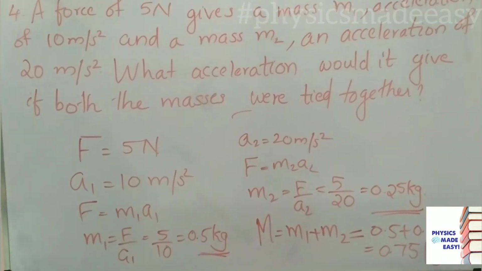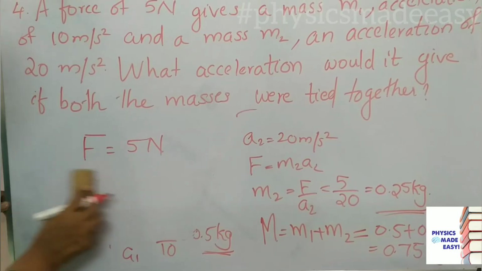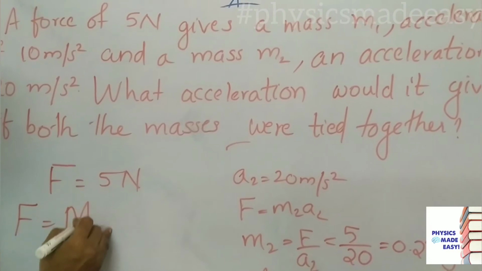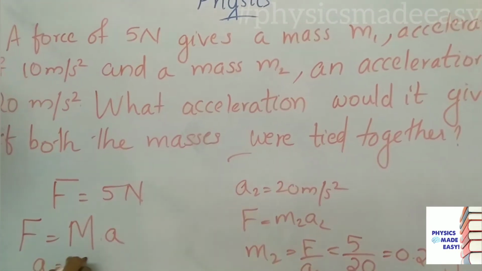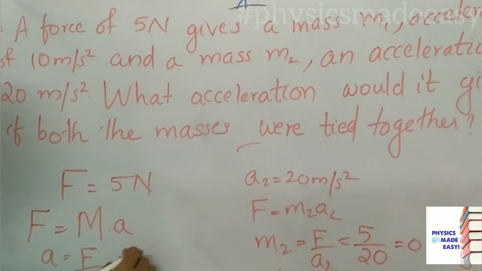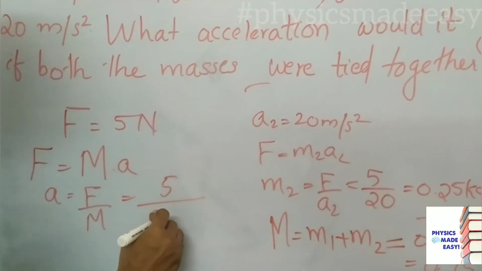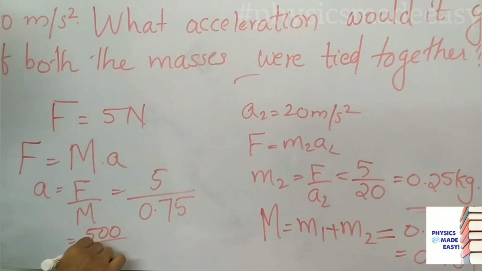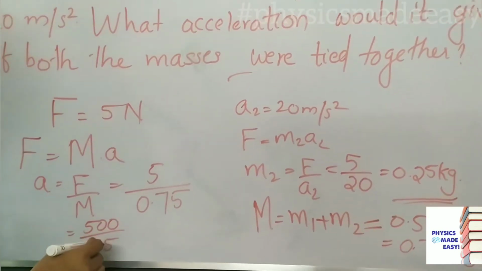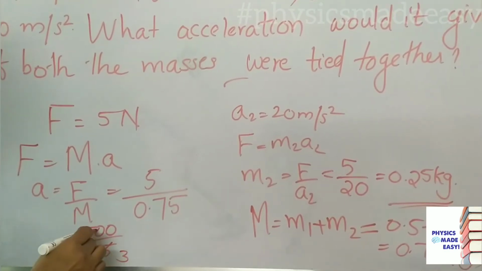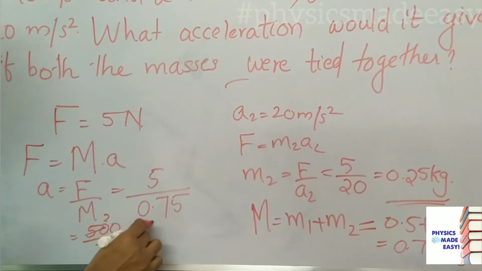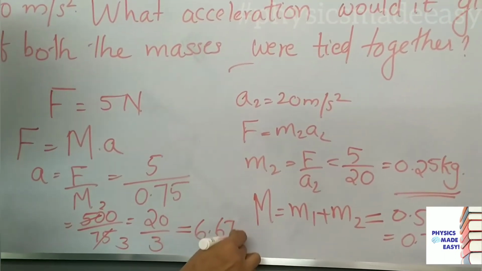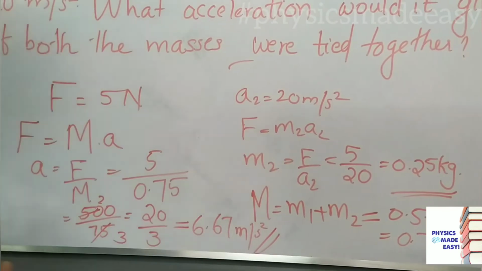Now we have to find the acceleration if the same force is applied on that. So here we can write F is equal to m into a, then a equal to F by m. So 5 divided by 0.75. This you can write as 500 divided by 75. You will get this here 3 into 25 is 75, 2 into 25 is 50, 20 divided by 3. So 6.67 meter per second square is the acceleration.